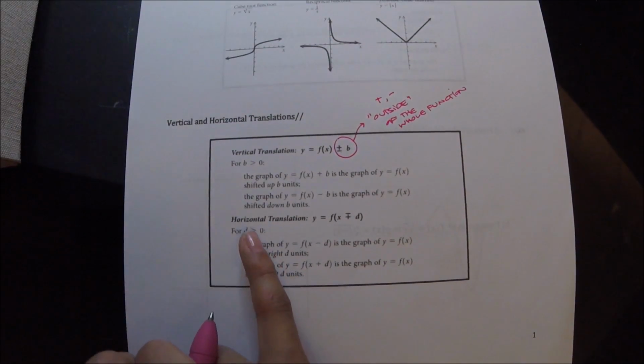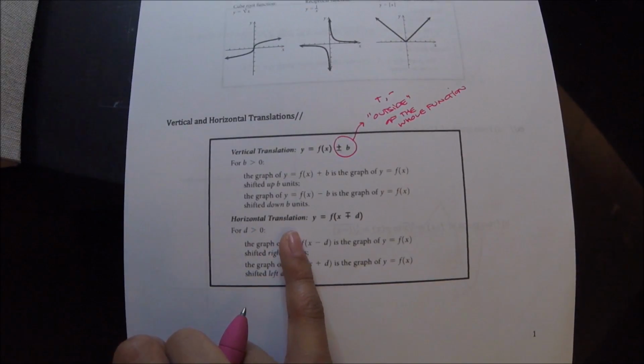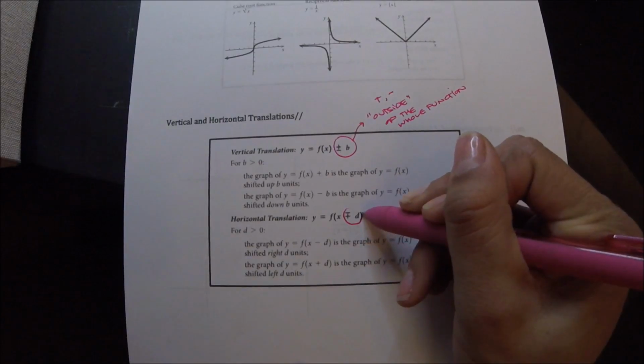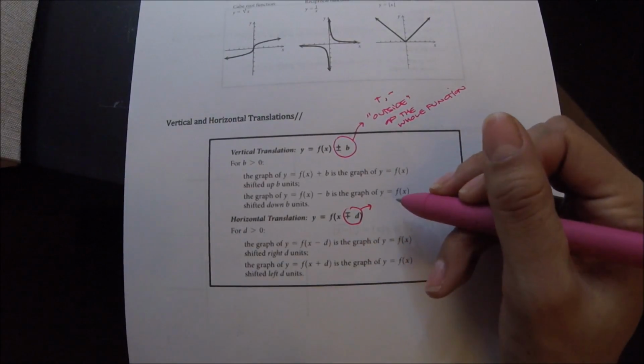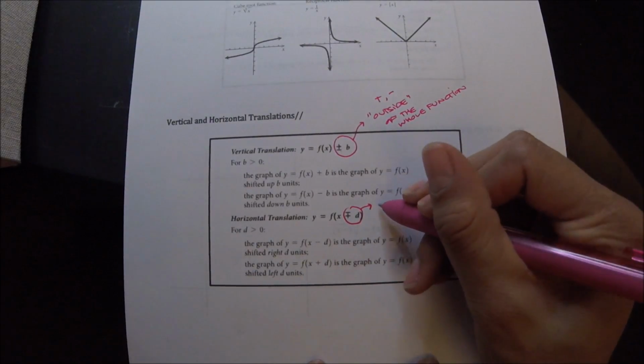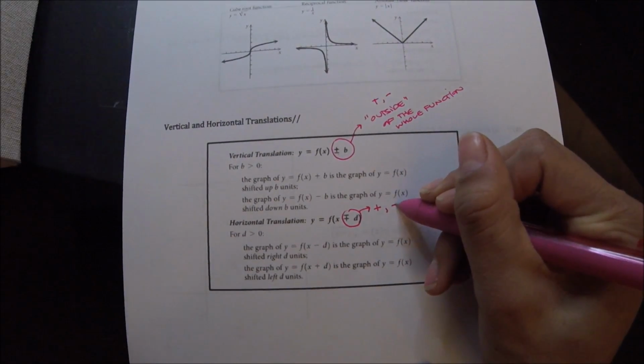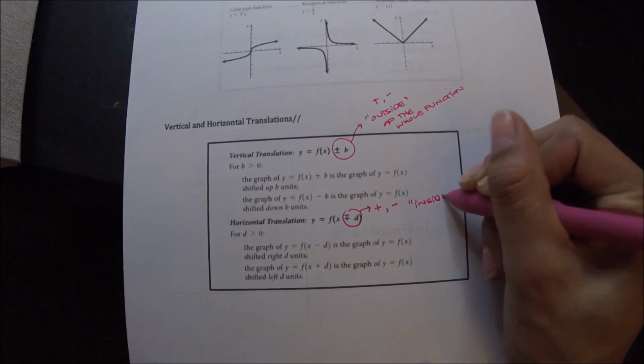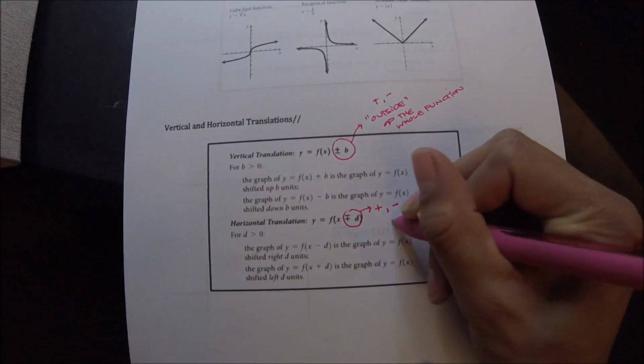And then horizontal translations, to move it right and left, that's kind of what we think of as being inside the function, so it's added or subtracted inside of the function.